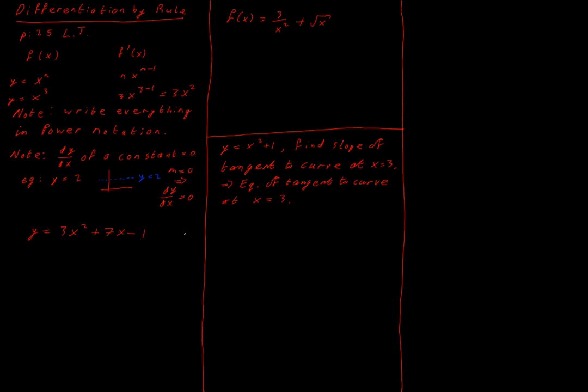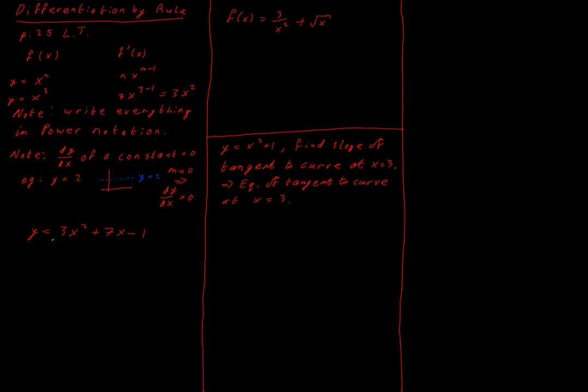So if you can keep that visual image in your head, great. But in general, if you get dy dx or f dash x of a constant, which is to say just a number, something not involving x, then it's going to be equal to 0. So when we do the derivative here of minus 1, it's just going to end up being 0.